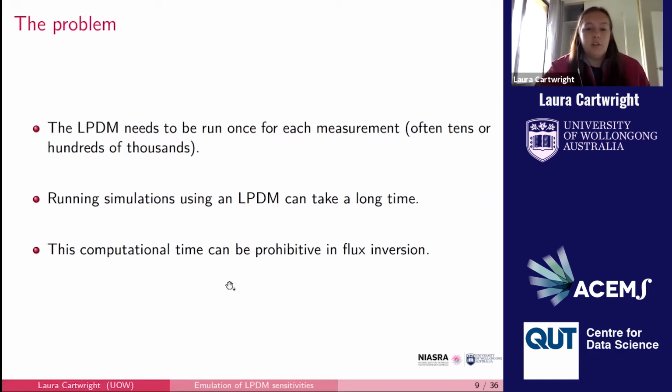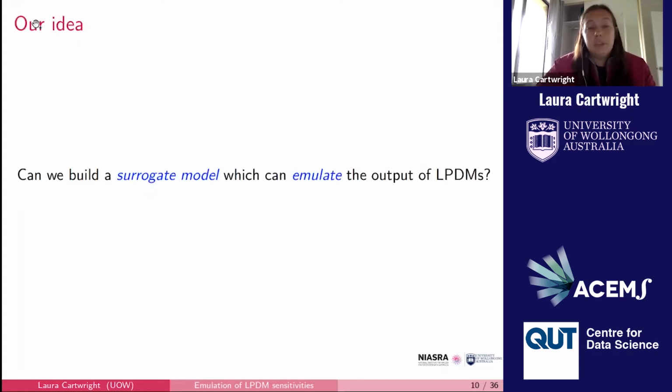This means that often when people are doing flux inversion, they either reduce the resolution of what they're looking at, or they reduce the time frame, or they reduce the number of particles that they actually use to run their simulations, all to bring the time down. So we thought, can we build a surrogate model which can emulate what that LPDM would produce? Instead of running the LPDM every single time, can we build a faster model that still gives us what the LPDM would give us?